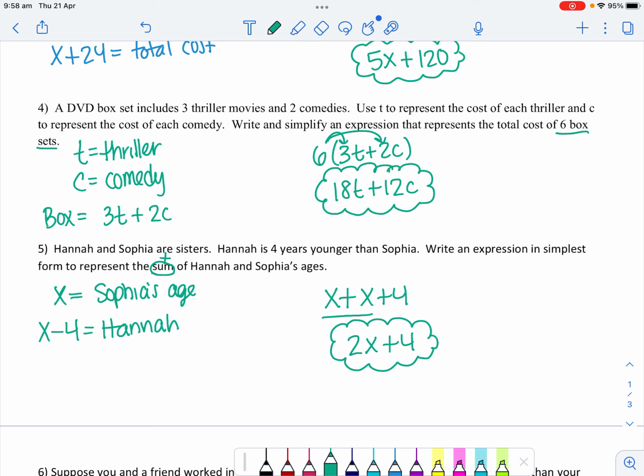Okay, so this is several different ways to write expressions from verbal phrases that include more than one step. So there's more than one piece of information given in each of these problems. For homework today, you're actually going to do 6 through 10 on the back side, so I will not be doing those in this video.